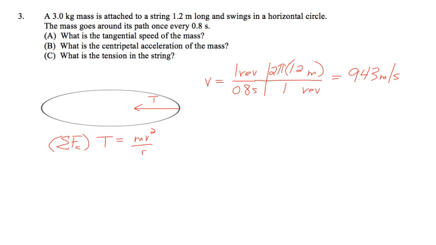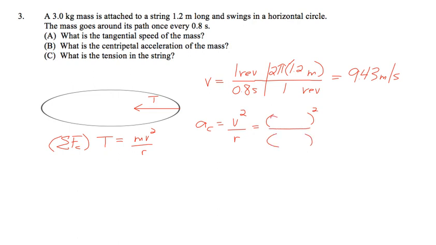Now part B, what's the centripetal acceleration of the mass? Well, the centripetal acceleration is just, instead of mv squared over r, if I just want the centripetal acceleration, it's v squared over r. So I have all those numbers. It's just plug into the formula. So you're going to have v squared divided by r.